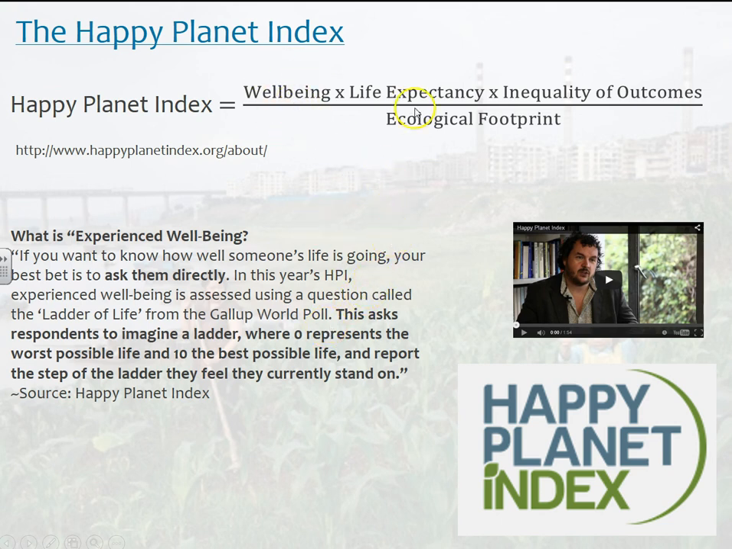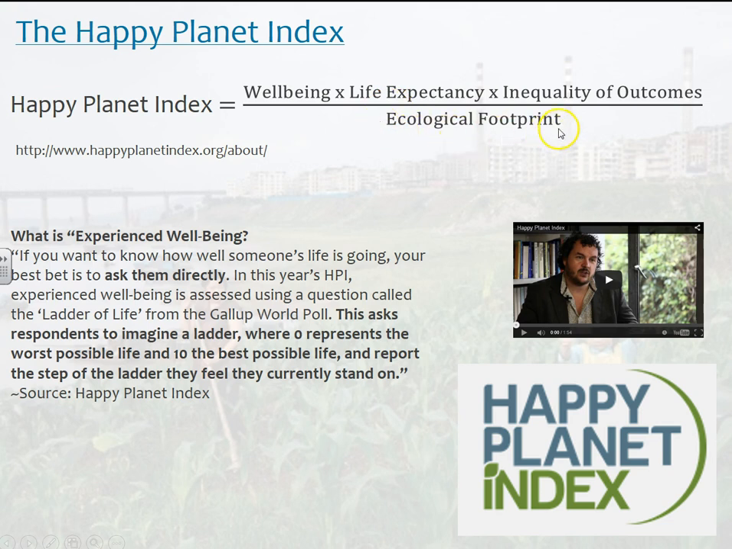Then you have your life expectancy, which is converted to a number, and then your inequality of outcomes, that's kind of like your inequality adjustment, like the Inequality Adjusted HDI. So if you're very unequal in the outcomes, then it's going to drop your score. If you have an increased life expectancy, it's going to increase your score. Increased well-being is going to increase your score.